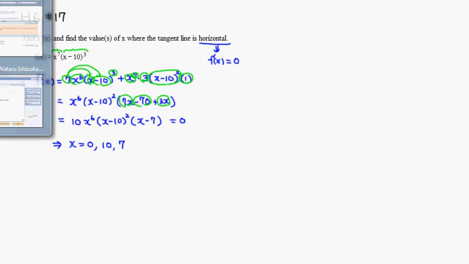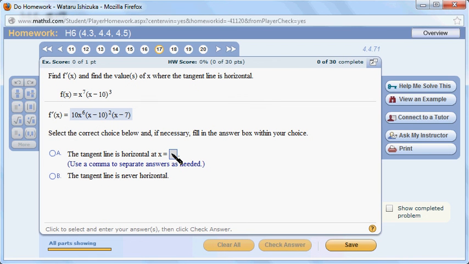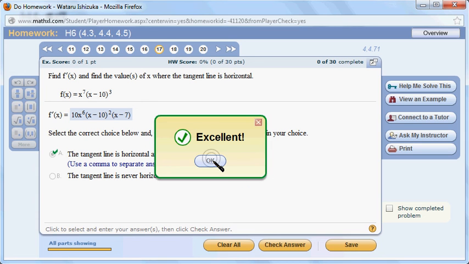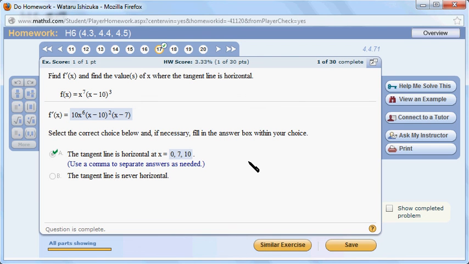So let's type it in. So it's going to be 0, 7, 10. Let's check the answer. All right, we got that. All right, that's it. I hope that this was clear.